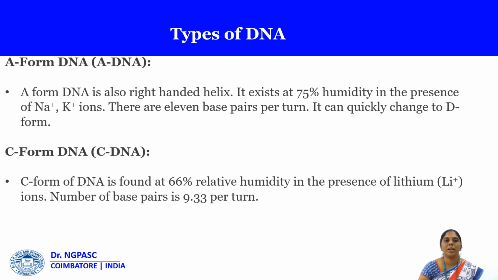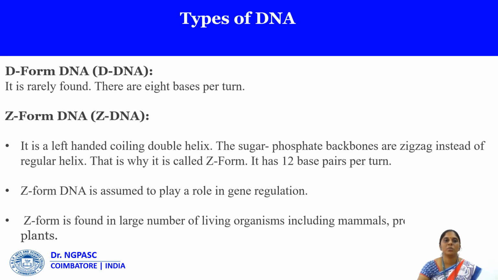In case of C form DNA, it is found mostly in 66% relative humidity in the presence of lithium ions. So the number of base pairs is 9.33 per turn. The D form is rarely found, and it has 8 base pairs per turn.